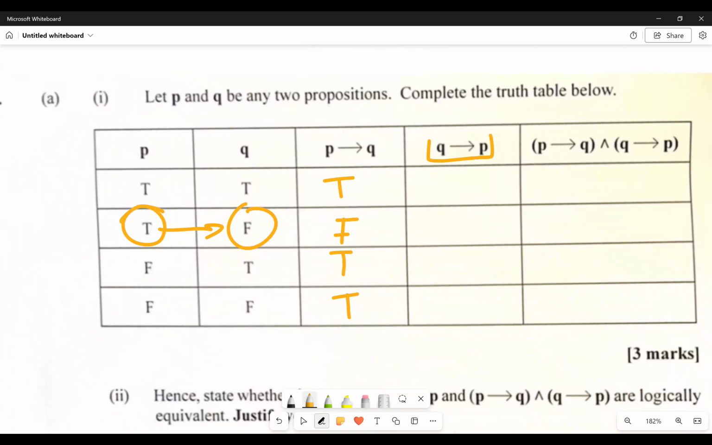Similarly, for Q implies P, the only time it will ever be false is if Q said they would do something, but then P did not do it. So this is false. So that's T, T, T. So far, does that make sense, what implies means? Any issues with that? No issues. Okay, great.